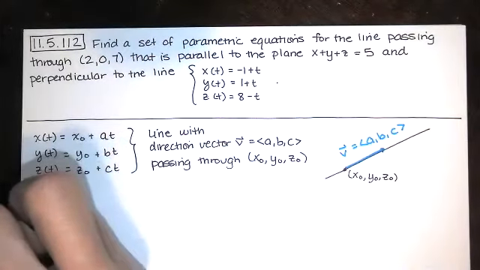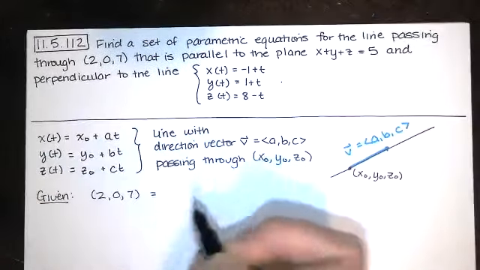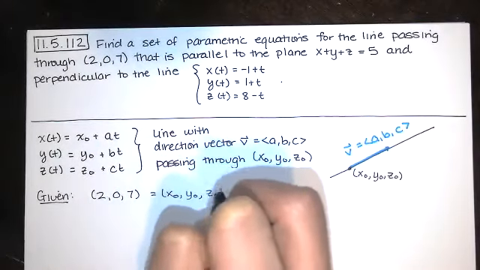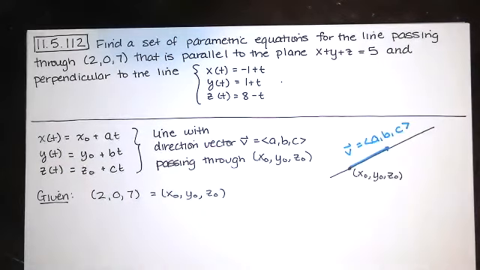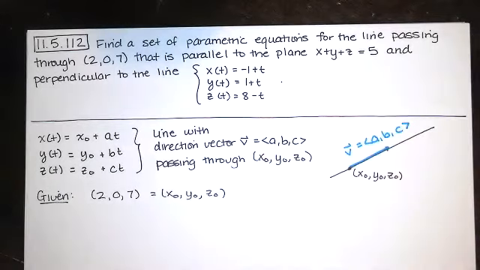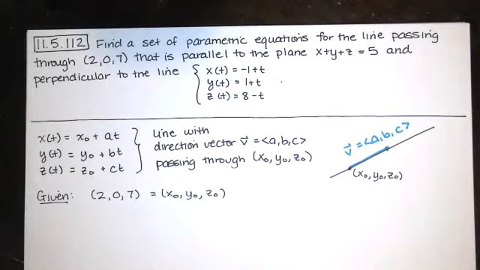So we should write that down. That's given to us. So that gives us part of our answer. We're part of the way there. So we can fill in the 2, 0, 7 right here. But we also need a direction vector. Now, they did not tell us the direction vector directly. They gave us other information that will allow us to find the direction vector.